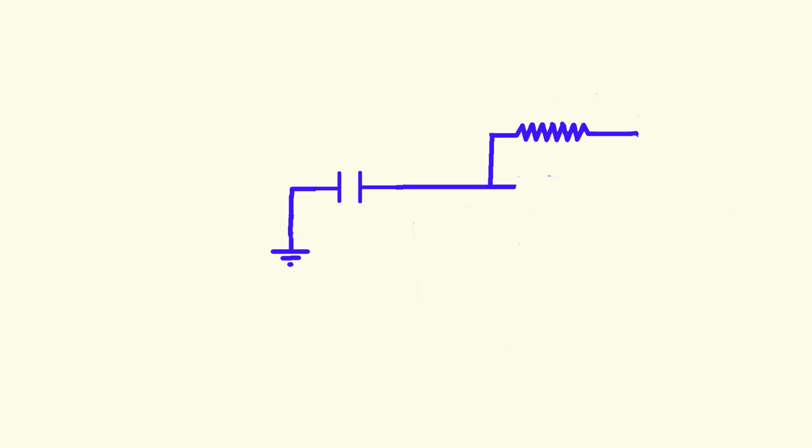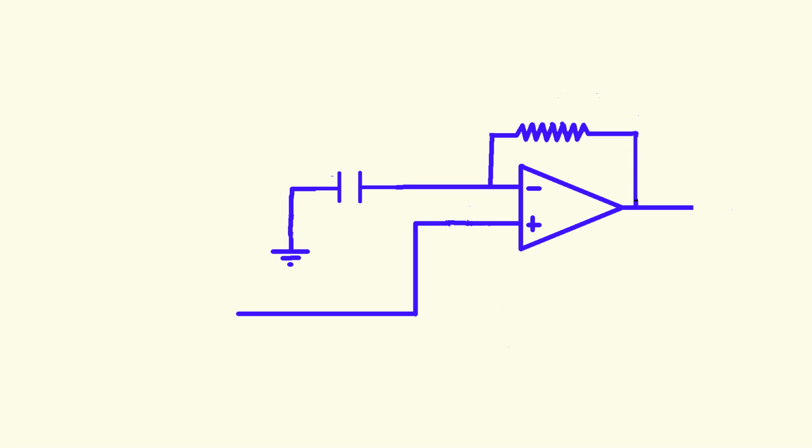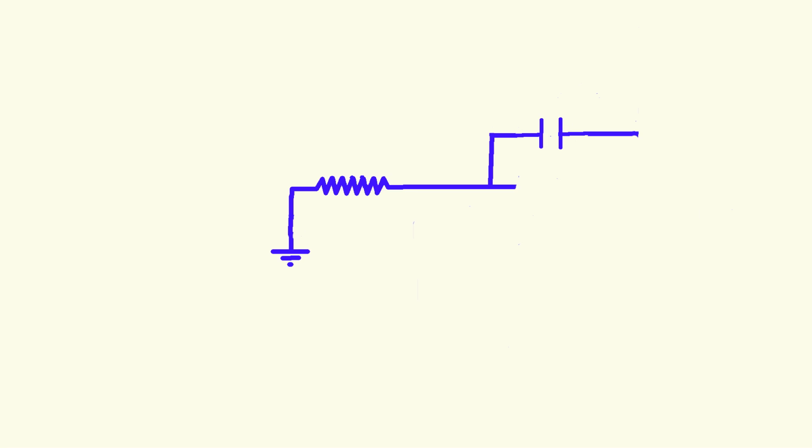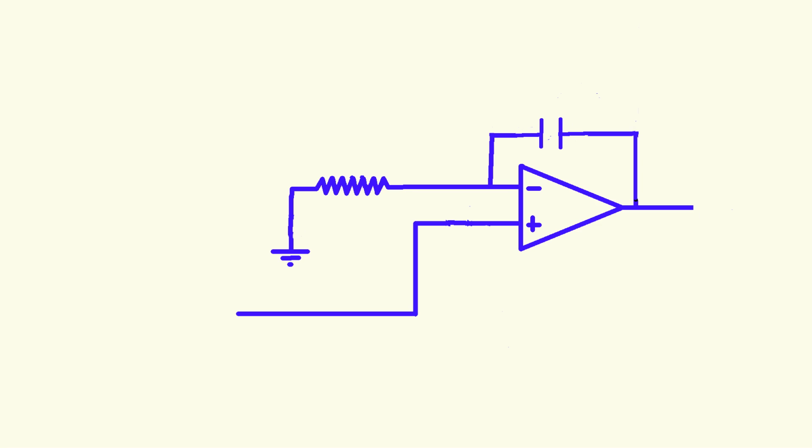Here is a low-pass filter. In the negative feedback circuit, it becomes a high-pass filter. Here is a high-pass filter. In the negative feedback circuit, it becomes a low-pass filter.